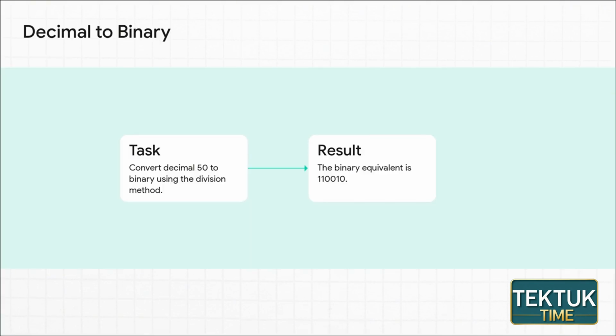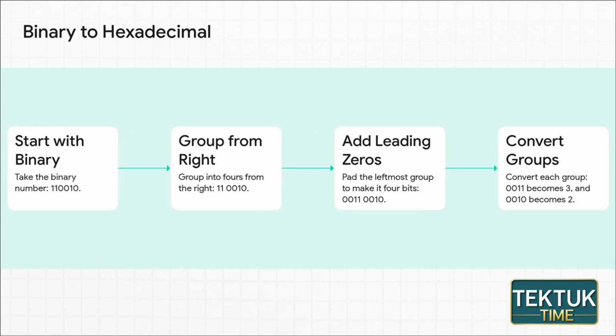Okay, step 1, we translate our decimal 50 into the computer's language. So we do that division by 2 thing, we track the remainders, and boom, the number 50 becomes the binary string 110010. And now for that programmer's shortcut.